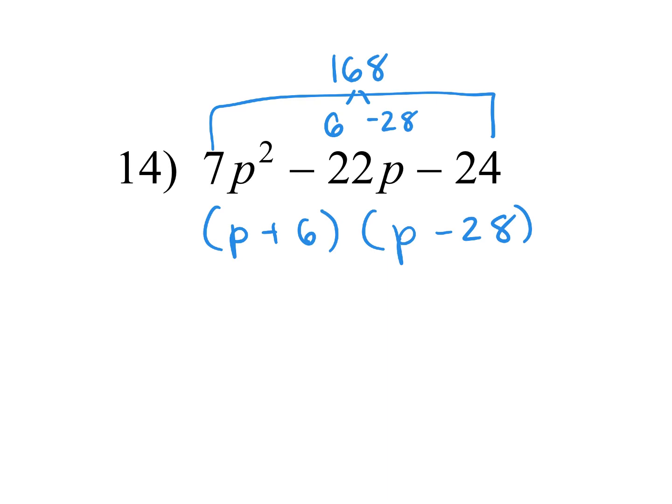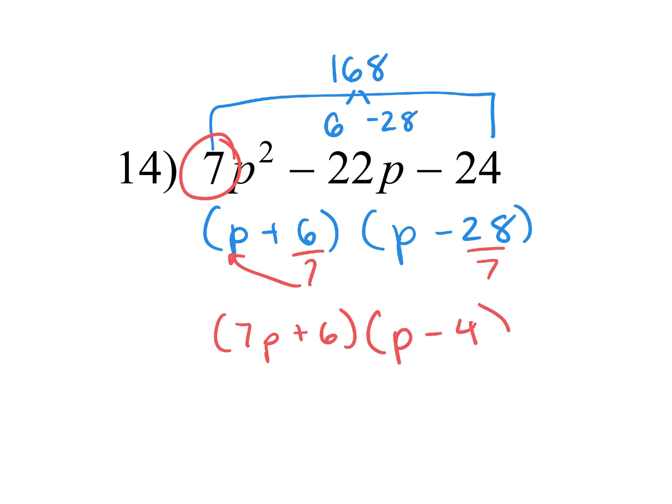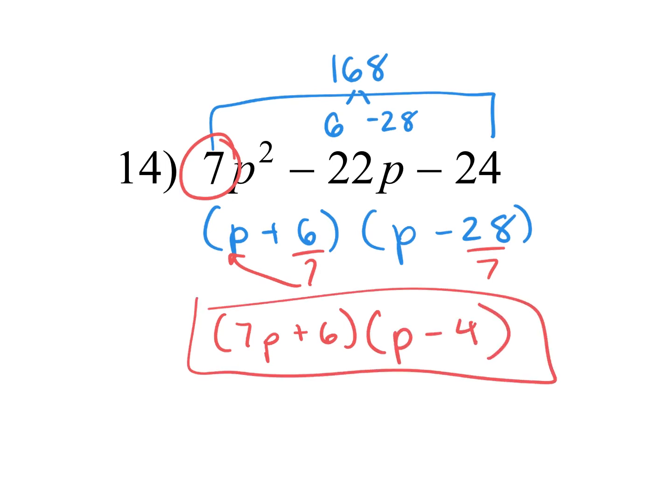Jason, what do I do next? You divide, but it doesn't go into 6, so you put 7p plus 6. Perfect. 7p plus 6, because it doesn't divide. And then what's negative 28 divided by 7? 4. So p minus 4. Good work. Any questions here?